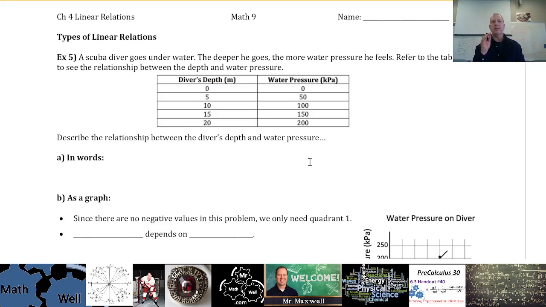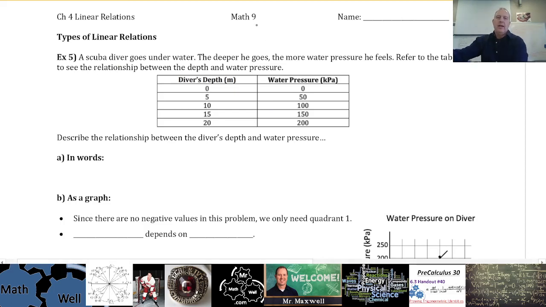So we did the first part of 4.2, examples 1 through 4, in a previous lesson, and today we pick it up at number 5. So let's read number 5 together here. A scuba diver goes underwater. The deeper he goes, the more water pressure he feels. Refer to the table below to see the relationship between the depth and water pressure.